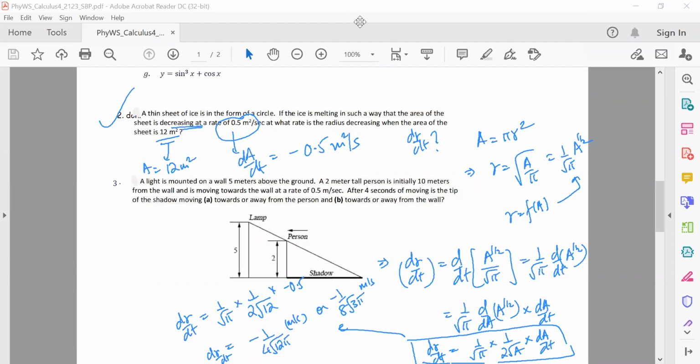Then we'll also understand it by the other method where we directly use the function A is equal to pi r square. Instead of r is equal to square root of A by pi, we'll use the direct relationship that area is equal to pi r square, differentiate that and find the unknown quantity.